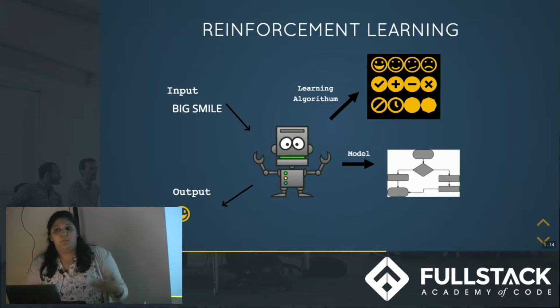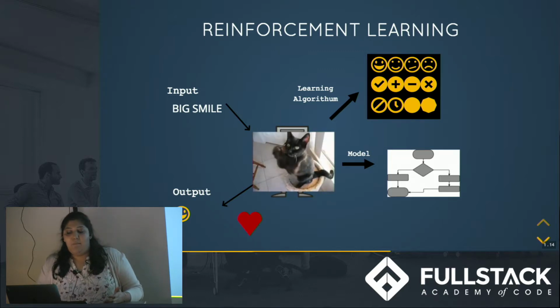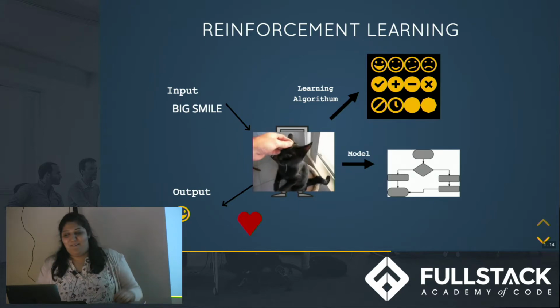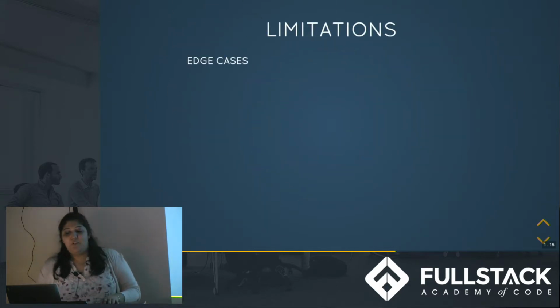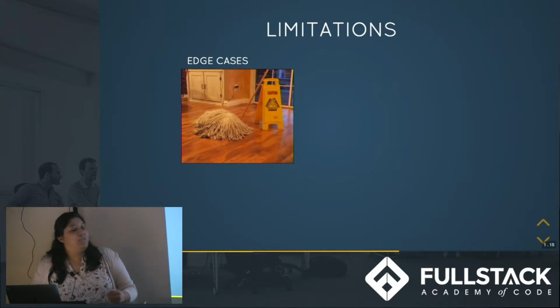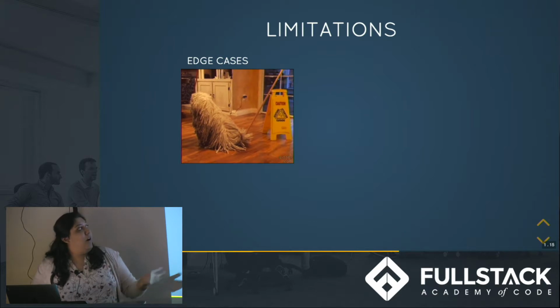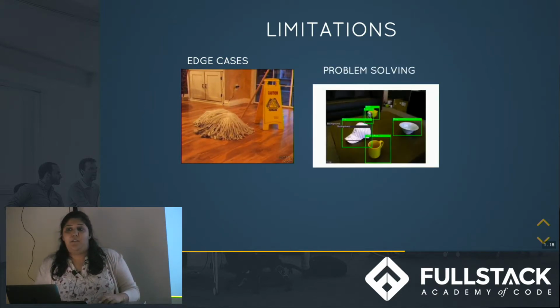Reinforcement learning is more popular and also is something that we do on a day-to-day basis. Reinforcement learning is something that we use as humans and also as animals. Some of the limitations of machine learning include edge cases. So in this photo right here, we're going to see, do we know if this is a dog or a mop? In the case of problem solving, when we look at machine learning, things are isolated.